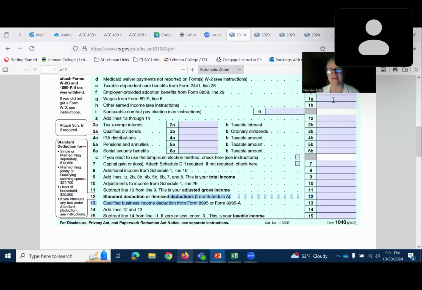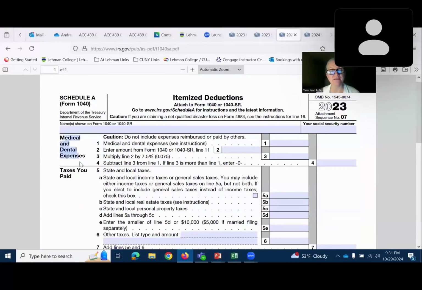So if we go to Schedule A and we look at medical and dental expenses, the first line, you put in your medical expenses, you put in your AGI number here, you multiply your AGI by 7.5%, and everything above that number is deductible. So let's say I have $50,000 of expenses, and my AGI on page 1 of my 1040 is $200,000. What is $200,000 times 7.5%?